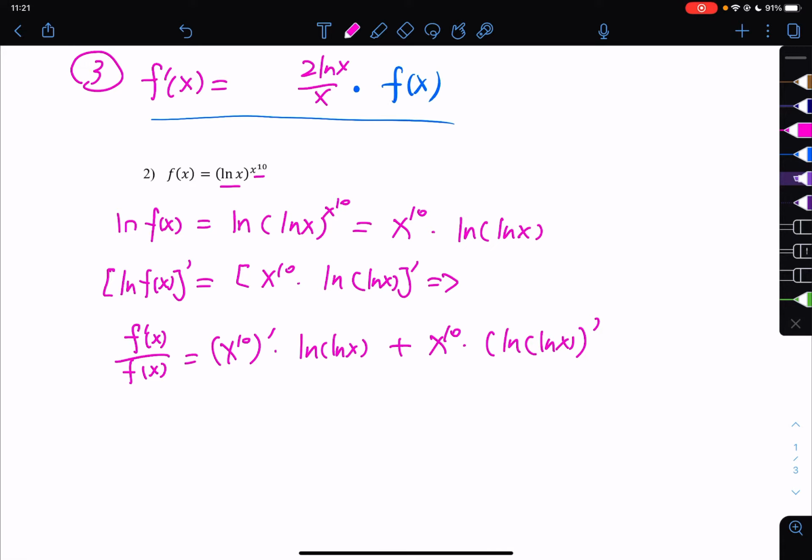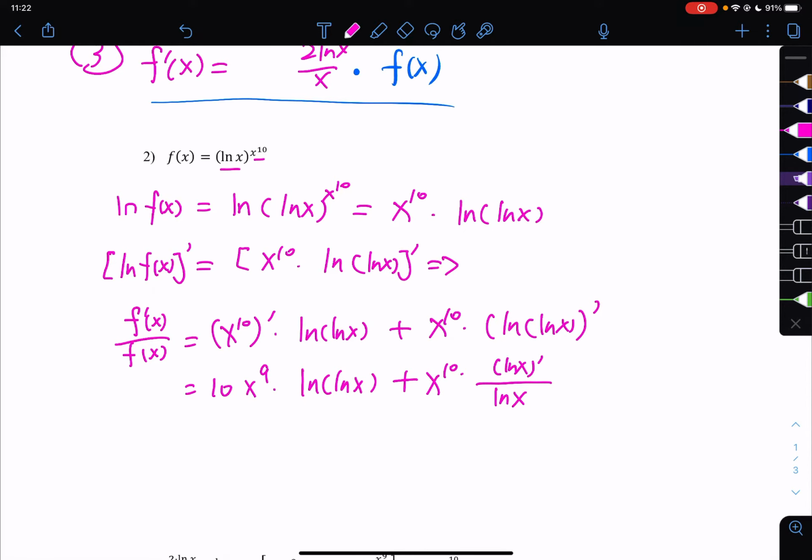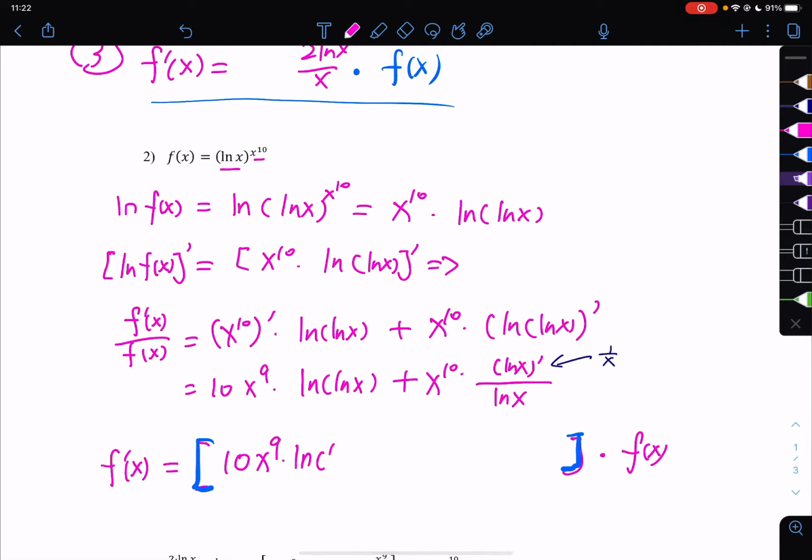plus x to the 10 times the derivative of ln of ln x. Well, this is a log function, so the derivative is whatever derivative comes behind it, over that thing itself. I can find that pretty easily. Let me add a side note: it's 1 over x. So I can get my final answer as whatever I have, multiplied by f of x. It's a good idea to have a bracket around it, so you understand the term should be treated together. Otherwise, it's going to be misunderstood.